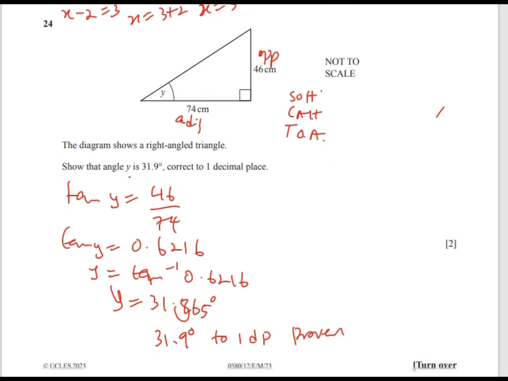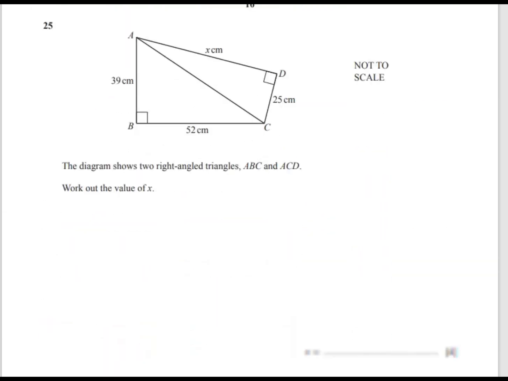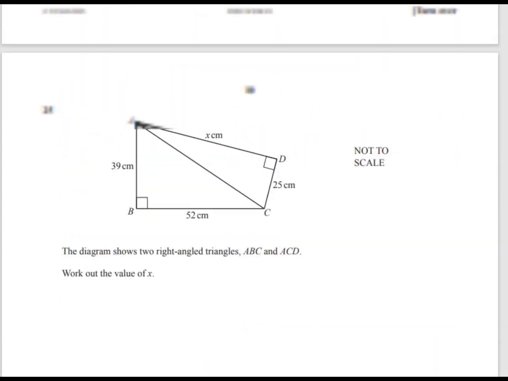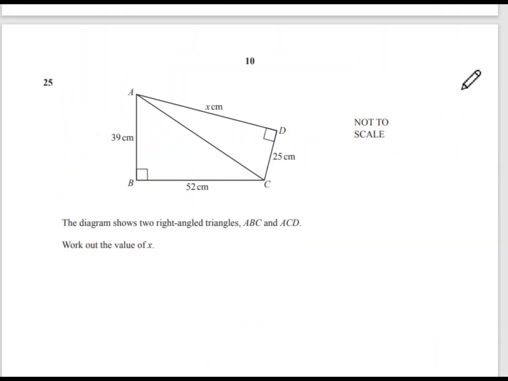We've proven that. Now look at this question 25. It says the diagram shows two right angled triangles, A, B, C and D. Work out the value of x. Now this is a right angled triangle. So let's first get AC. To get x, we need to get AC. So to get AC, we can use Pythagoras theorem.